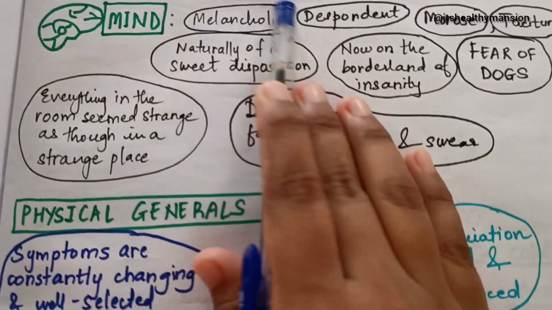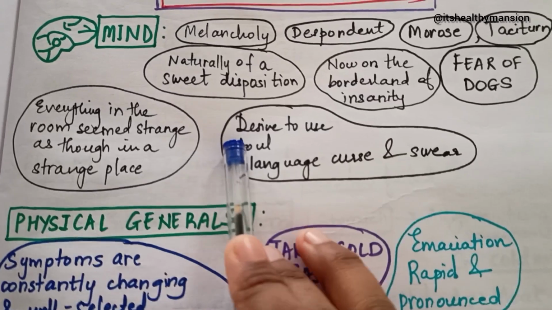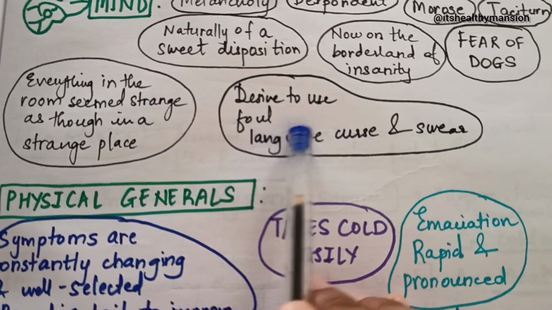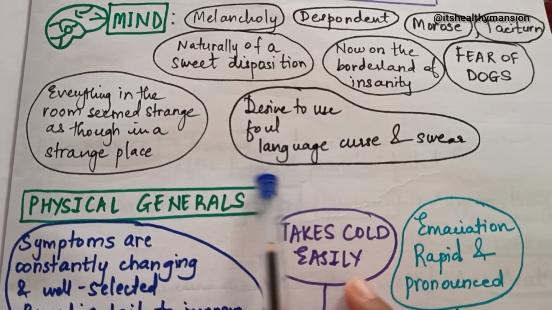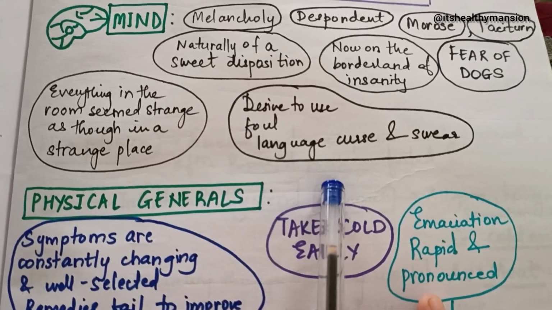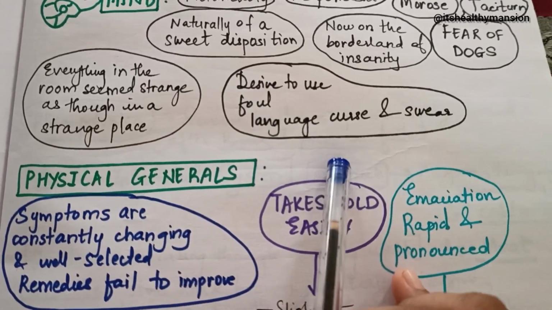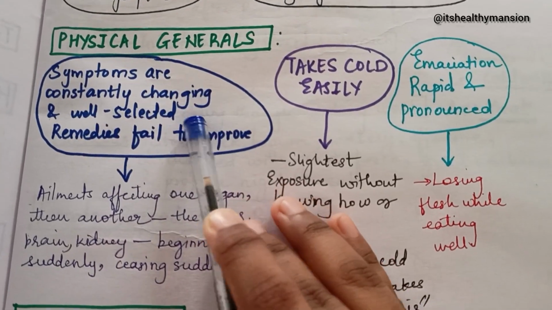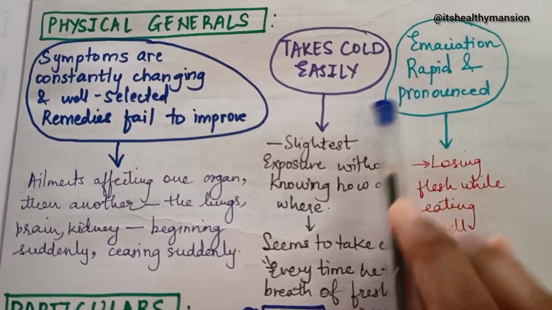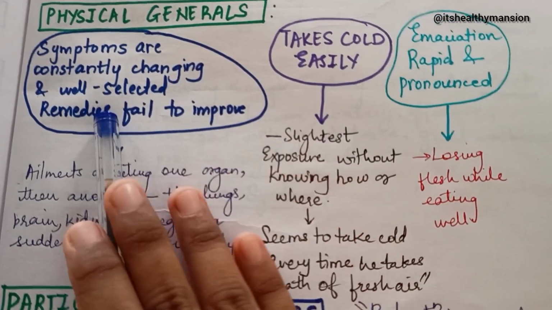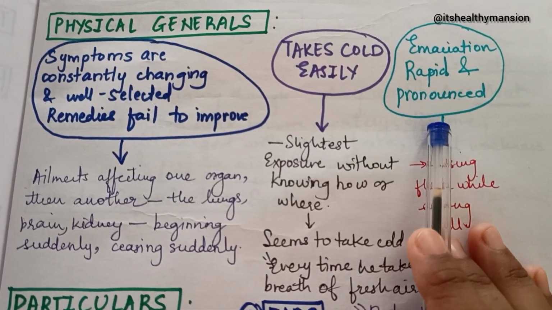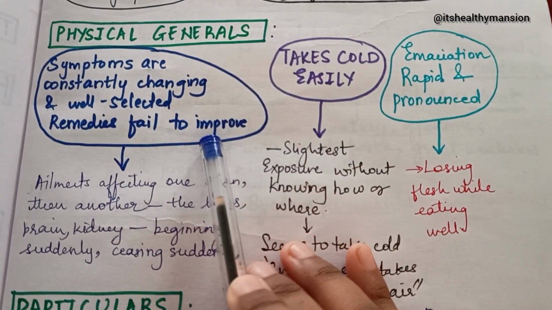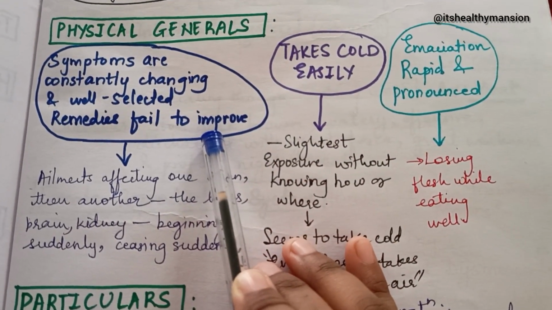So, whenever a tuberculin patient is angry, irritable, he may use foul language, meaning bad words, to curse them. Now, let's see the physical generals of tuberculinum. I have written 3 points so that you can remember these 3 important physical generals of tuberculinum. These are the keynote features of tuberculinum.